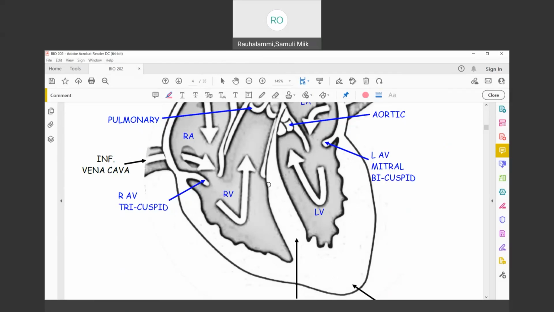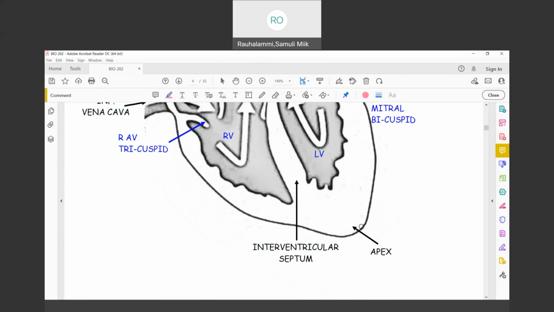Remember, on the right side, we didn't need as much force, we didn't need as high pressure because the pulmonary circulation really is not that far. Lungs are not that far from the heart, so we don't need as much force. Whereas with the left ventricle supplying all other parts of the body, we wanted to have that force for that blood to make its journey to even the smallest of the capillaries furthest away.